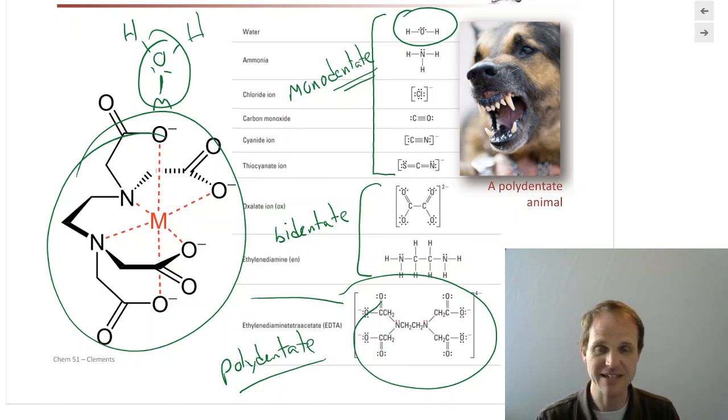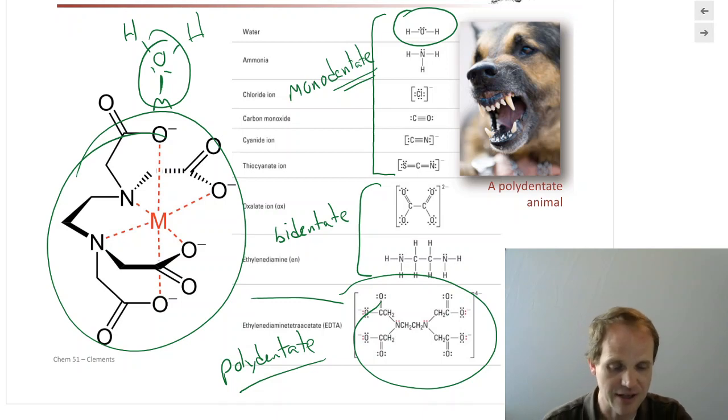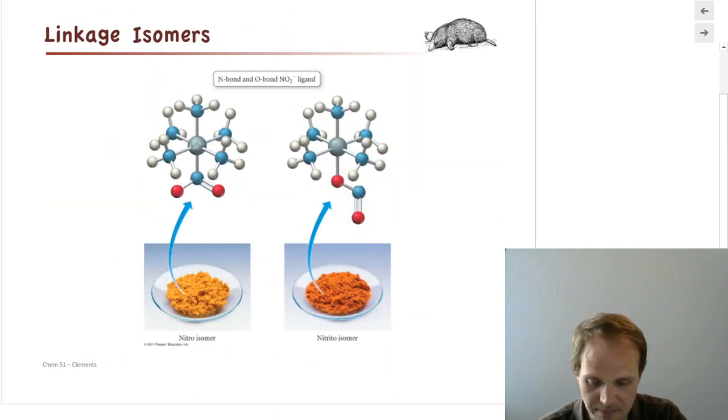So monodentate once, bidentate twice, polydentate many times, as many as 6. You don't generally find things more than 6. 6 is kind of the limit. And you can see my little dog there is a polydentate animal. Many teeth. All right, the next thing we're going to talk about is linkage isomers.